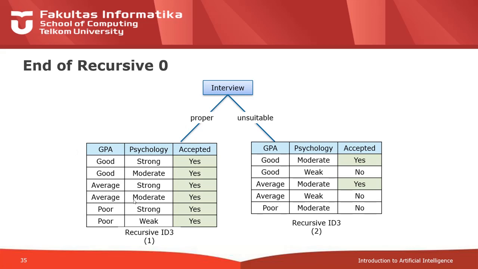So this is only the rows that have interview proper, and then we can remove the column of interview. Why do we remove it? Because we know that all of the rows here have the interview of proper. And same thing for the interview of unsuitable. We will filter only the rows that have an interview of unsuitable, and then we can remove the attribute of unsuitable because all of them here are unsuitable. All right, so this is the end of recursive 0.